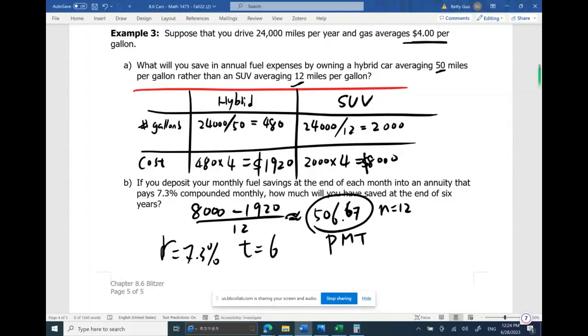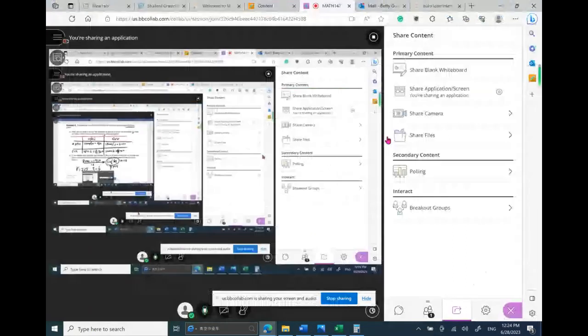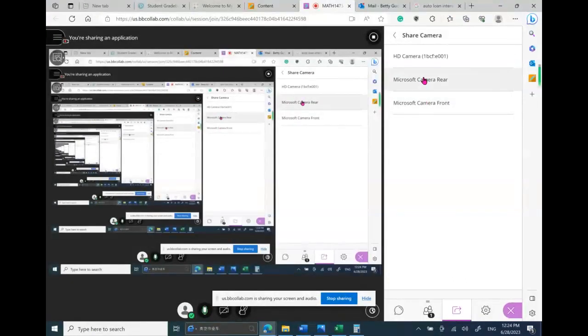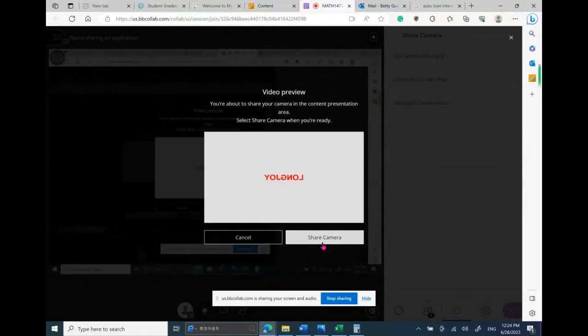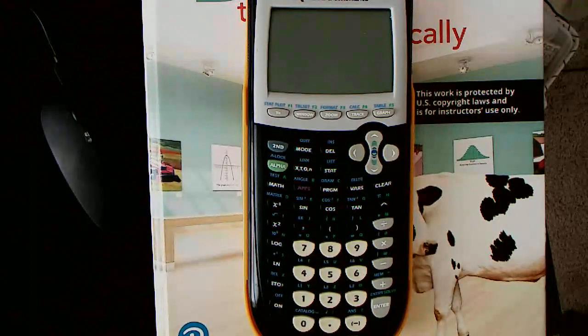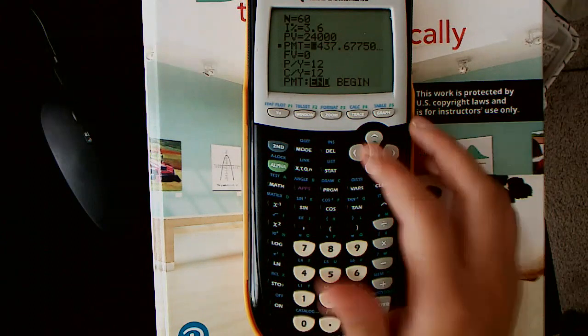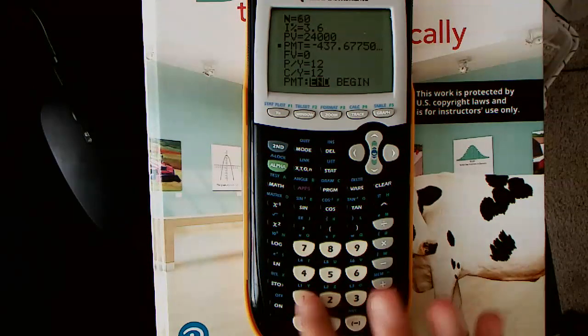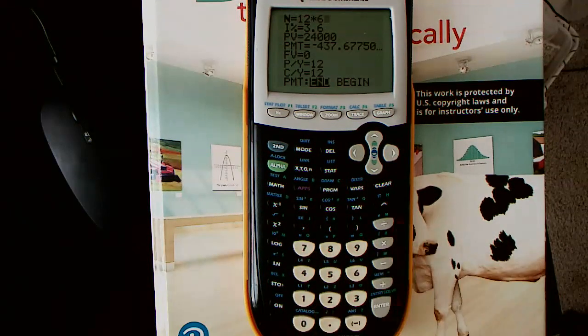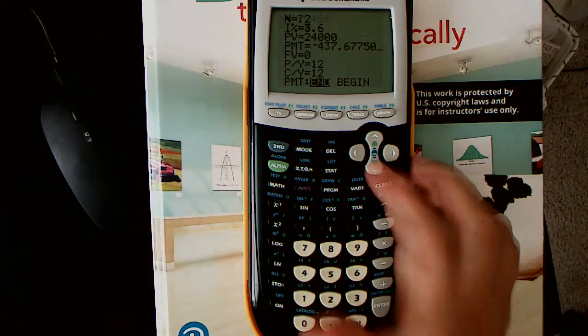Use the TVM solver. Okay, so turn on my calculator. This is the TVM solver, right? For how many years? Look at the scratch paper. For 6 years, but you deposit 12 times a year, so 12 times 6 is 72.